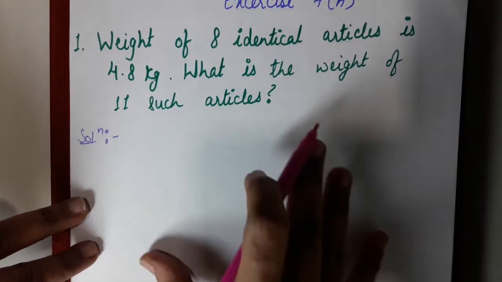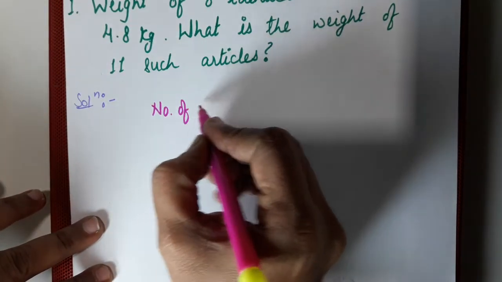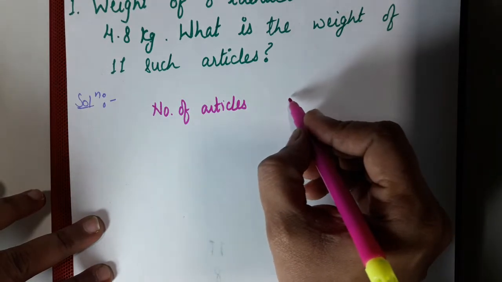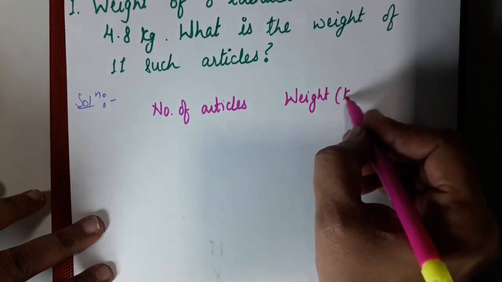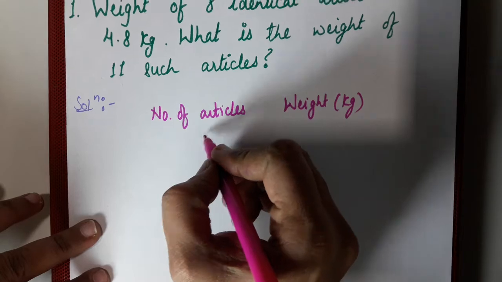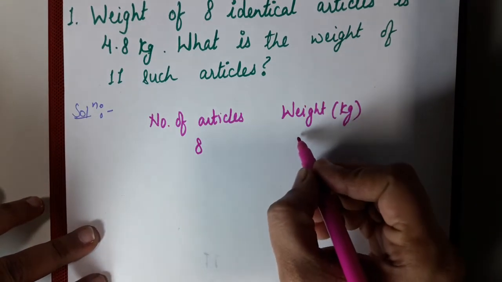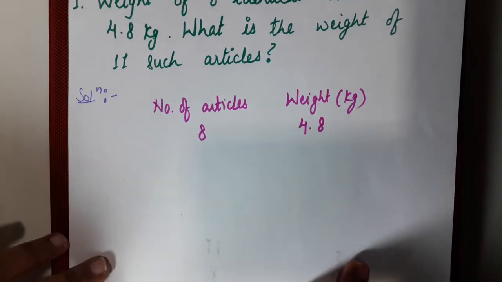So you are dealing with two things here, the number of articles and the weight. So you are going to make two columns. First one will be number of articles, and the second one is the weight, which is in kg. Number of articles, 8 articles, is given in the question. Weight of 8 articles is 4.8 kg. What is the weight of 11 such articles?